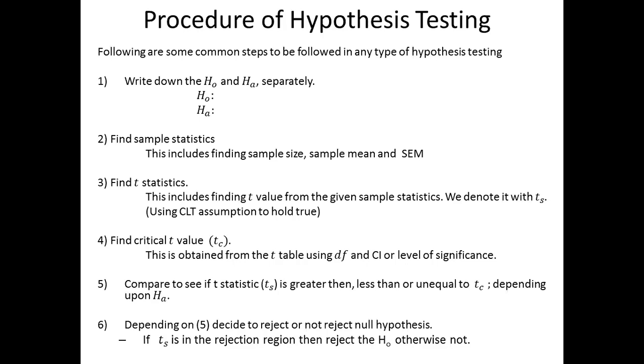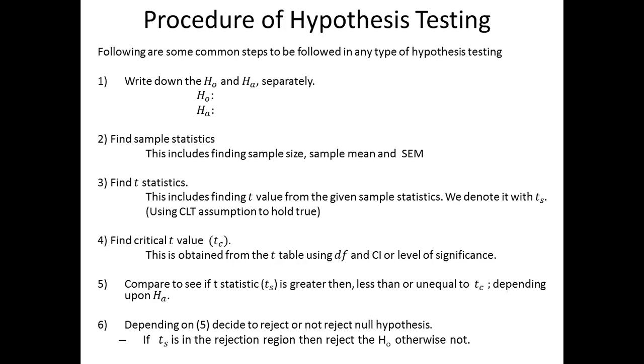Following are some common steps to be followed in any hypothesis testing. The first step is that we should explicitly write down our null hypothesis statement and the alternative hypothesis statement. This is a very, very important thing, that before starting our research or our data analysis, we should explicitly know what the hypotheses are, I mean, which hypothesis is to be tested against which hypothesis. That is the H naught and the HA.